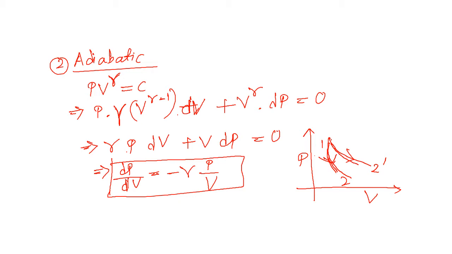For the isothermal condition, PV equal to C. For adiabatic, PV to the power gamma equal to constant. This means the slope of the adiabatic curve is gamma times that of the isothermal curve on the PV diagram.